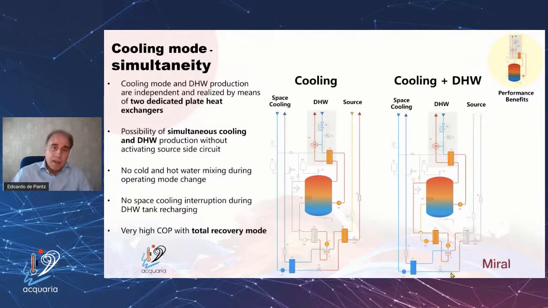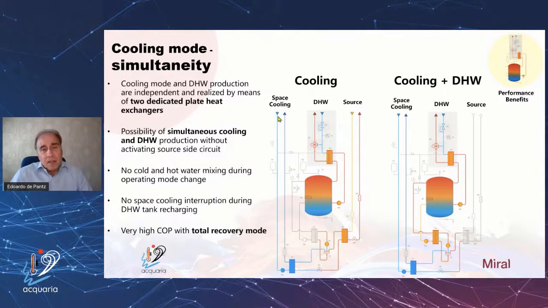This is the heating mode. In the cooling mode, in this case, the compressor, again, is sending the gas through this heat exchanger that is not activated. And then the reversing valve is sending the gas on the loop side. So the loop heat exchanger is working as a condenser. And then after the expansion valve, this is the evaporator. And so I'm producing a space cooling. It can be for underfloor cooling or for the fan coil.